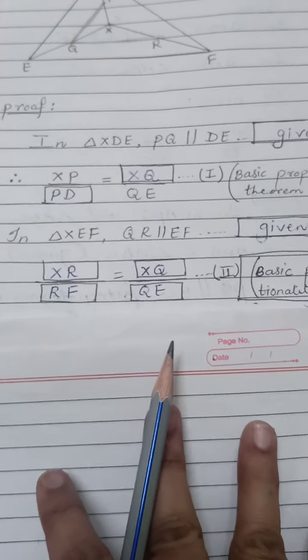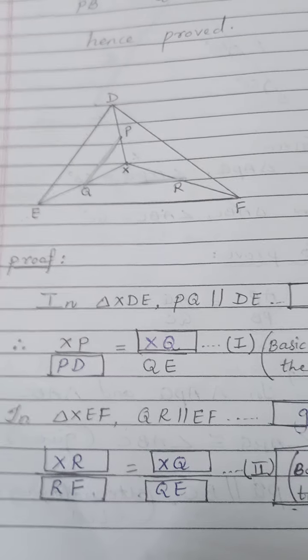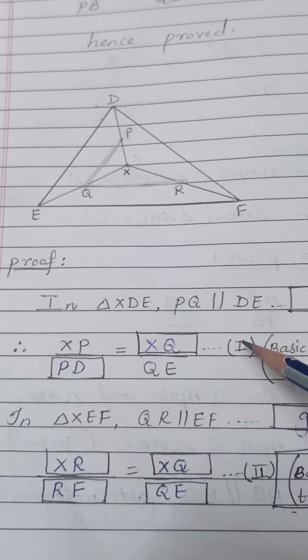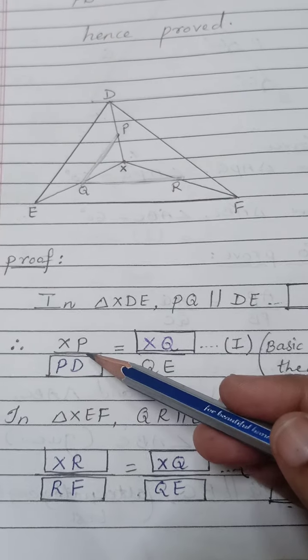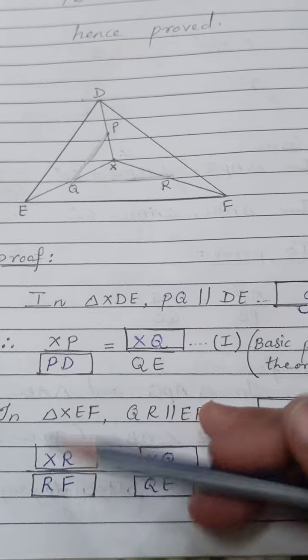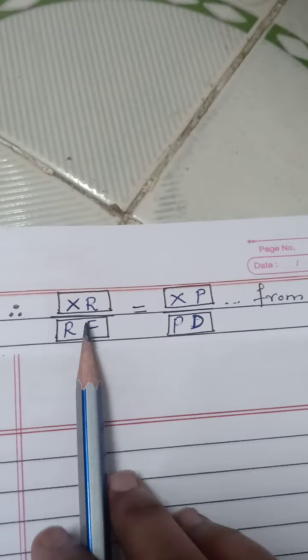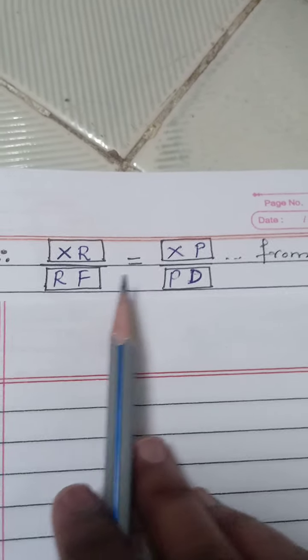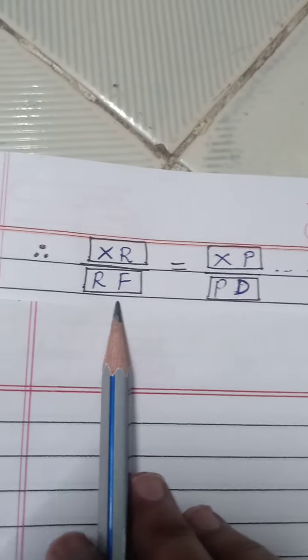So in this way we can write from equation 1 and 2. We can say that from equation 1 and 2, these two left hand sides are also equal. That means XR upon RF will be equal to XP upon PD. So the same thing we have taken here: XR upon RF is equal to XP upon PD, from equation 1 and 2. Now we'll see where these two ratios are in the figure.